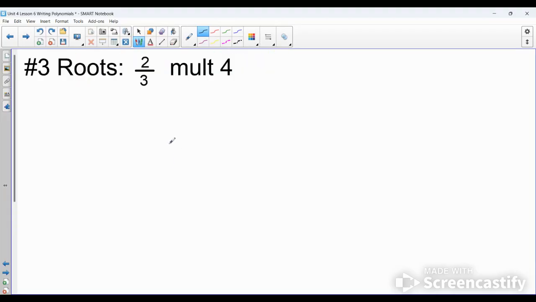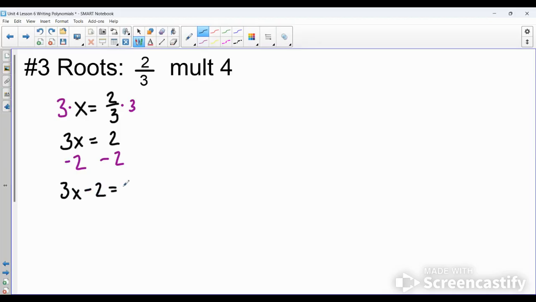Okay, so we have a fraction root. Remember, we don't want fractional coefficients. So one of the things that we can do, we can think about this as if x is equal to 2/3, right? This is what you would get if you were to solve for x. So let's work backwards. Let's multiply by the denominator. So now we have 3x on one side and a 2 on the other, and then subtract the 2 from both sides, which then ends up getting us 3x minus 2 equals 0.